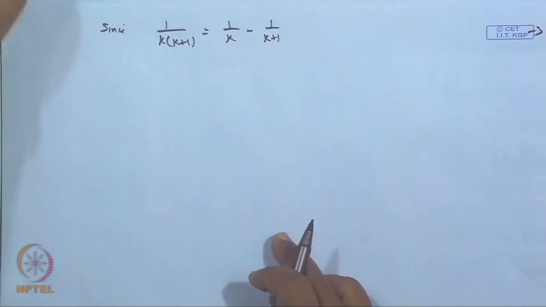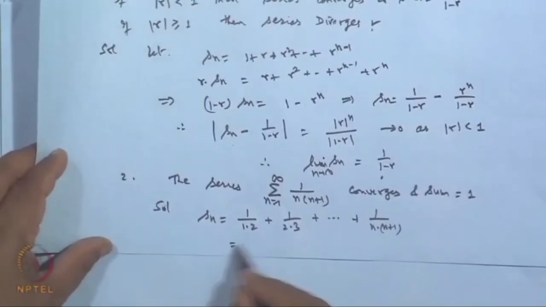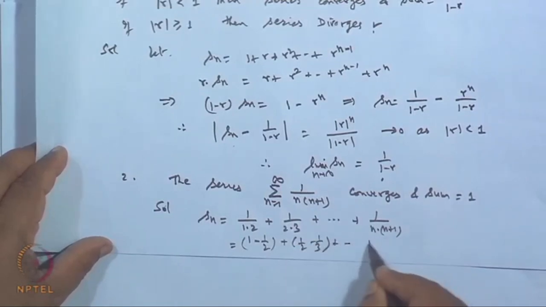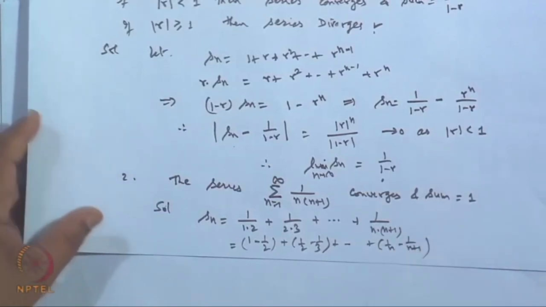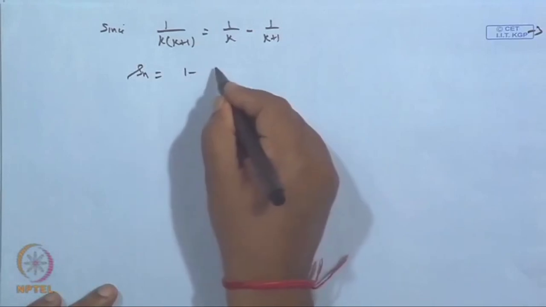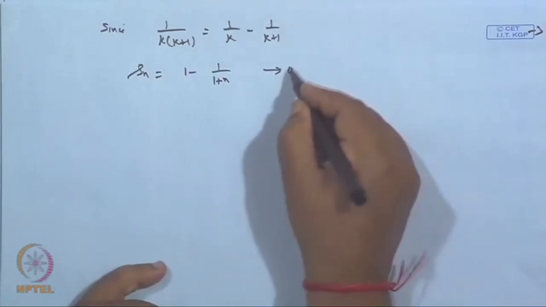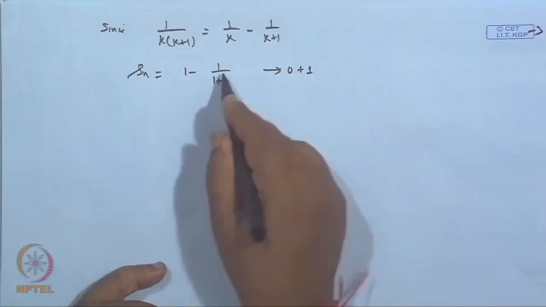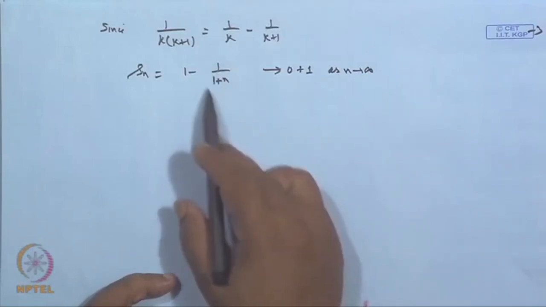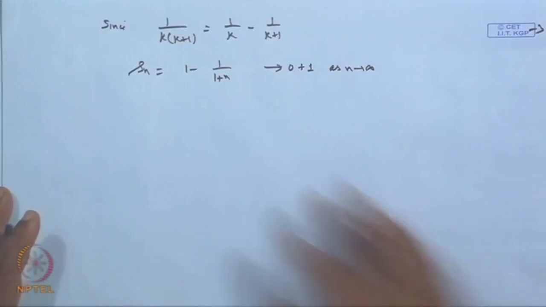each term we can put it in this way, and once you do this, Sn becomes 1 minus 1 by 2, then 1 by 2 minus 1 by 3, like this, up to 1 by n minus 1 by n plus 1. So, the terms get cancelled, and finally you are getting 1 minus 1 over n plus 1. Now, as n tends to infinity, this term goes to 0 and it becomes 1 minus 0, that is 1. So, the limit exists and is equal to 1. This way we can identify this. So, these are a few examples.